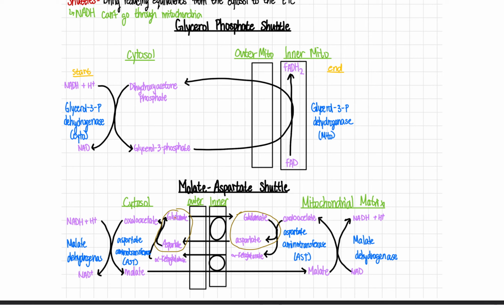Oxaloacetate cannot cross this mitochondrial membrane, so oxaloacetate has to be converted to alpha ketoglutarate, and at the same time, glutamate is getting converted to aspartate. This alpha ketoglutarate and aspartate will now both cross the mitochondrial membrane, and the reverse will happen. Alpha ketoglutarate will go back to oxaloacetate, and aspartate will go back to glutamate. And now glutamate can come back over here, and the whole entire cycle can repeat itself.